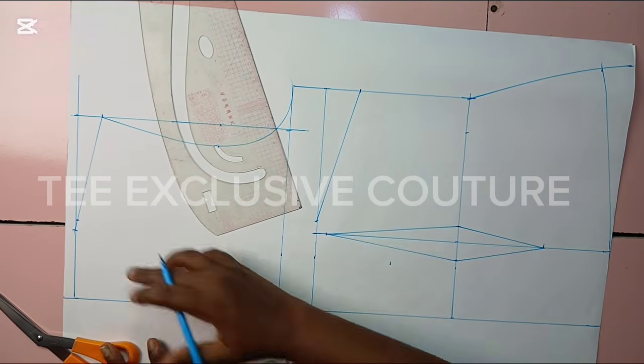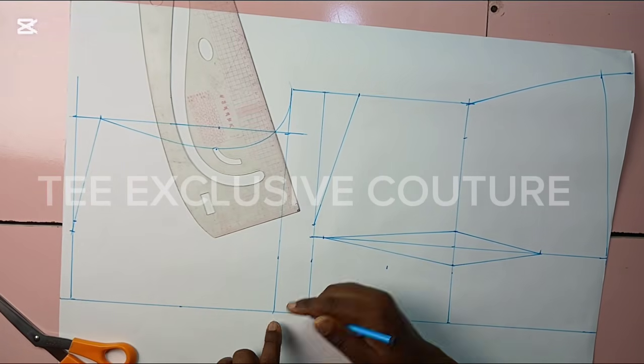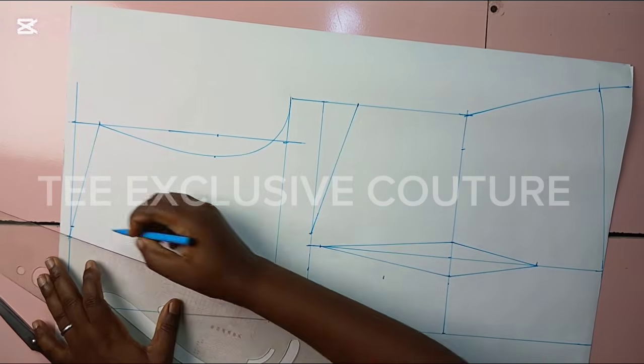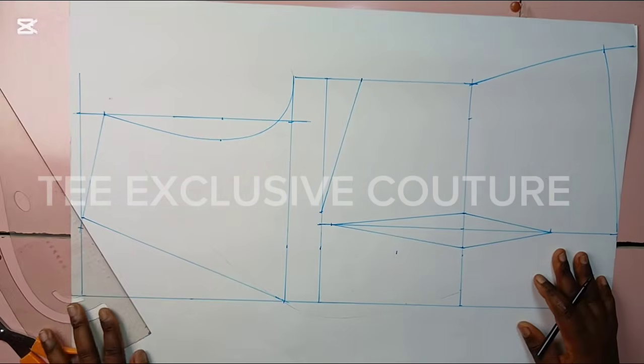So we have asymmetric effects. One side is like a V neck that stops on the chest line. I'll be marking both of the necklines here. When we are cutting out, we are going to be separating it. So first we are going to be cutting out the V neckline.